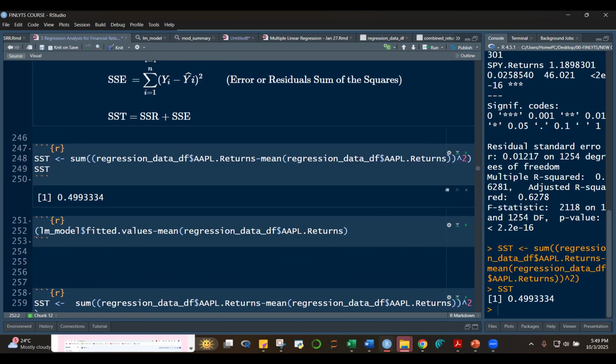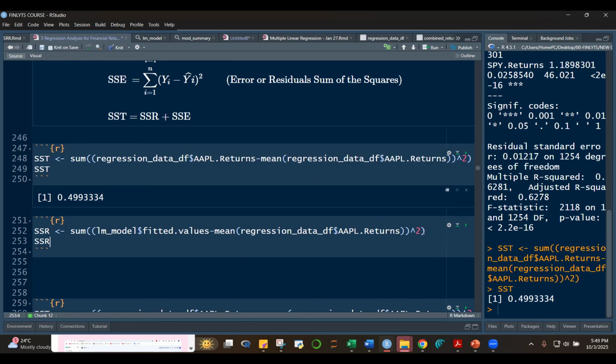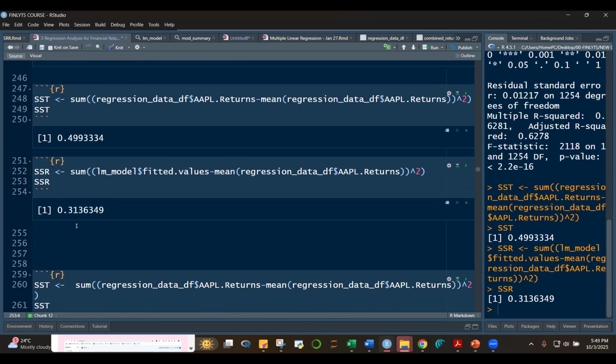So we first get this, and we sum it up. We square it, and then add the sum with an open parenthesis here and a close parenthesis here. Then we name it, this is your SSR, alt minus. Then we print again. There you go, 0.31.